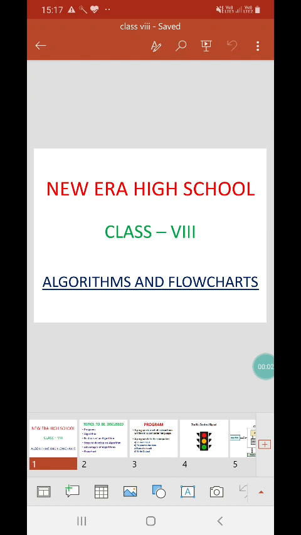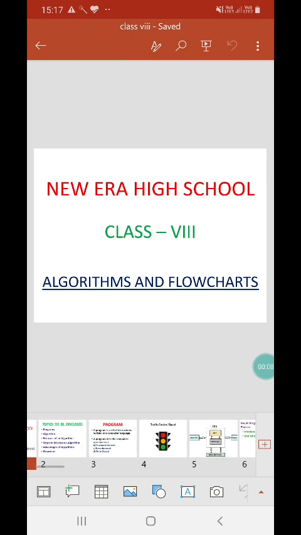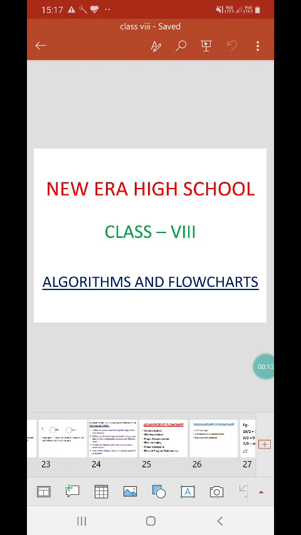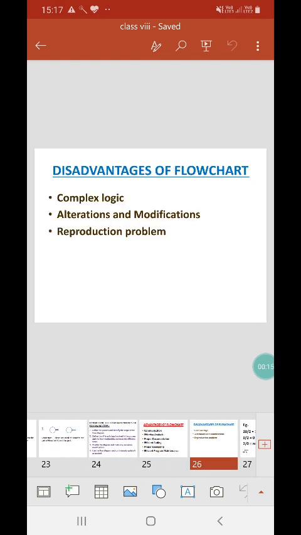Hello students, this is the second video of this week, class 8, chapter number 4, algorithm and flowcharts. In this video, you will study about disadvantages of a flowchart. In the previous video, I discussed flowcharts and their advantages. Now you will study about disadvantages. So the first disadvantage is complex logic.